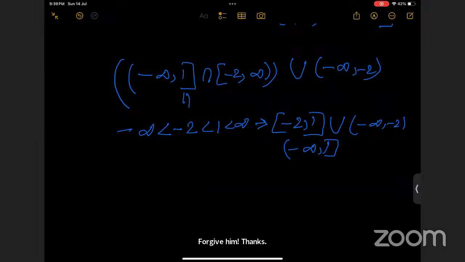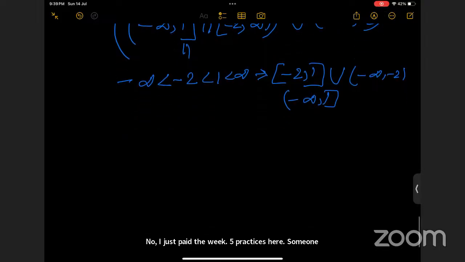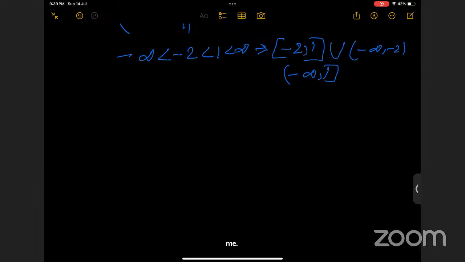So someone has sent some PDF. So this is a long PDF, right? If you have doubt with some particular question, you can take a screenshot and share it. No, I just shared the week 5 practice assignment solutions here. Someone had asked me. Okay. So whoever was asking for the solution set, you can check this one.